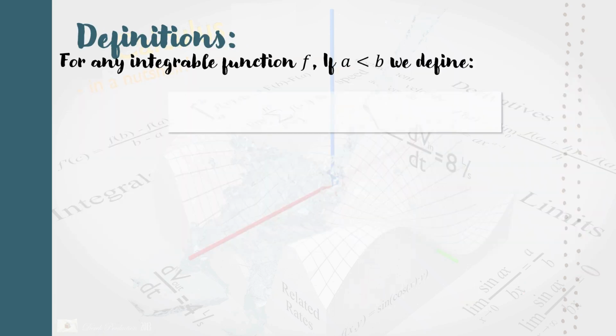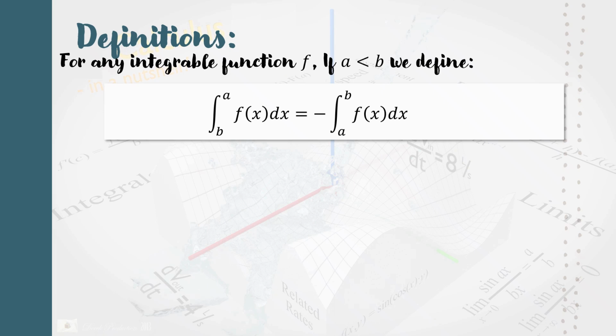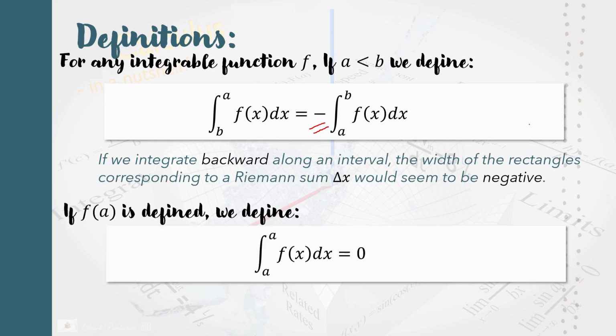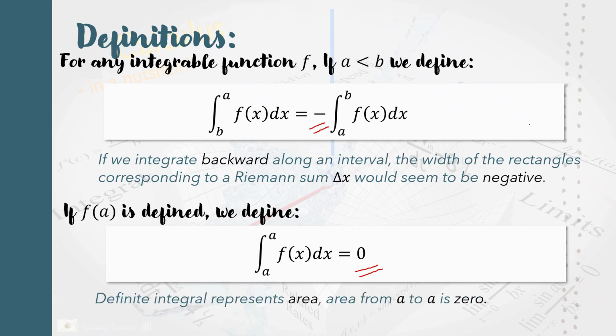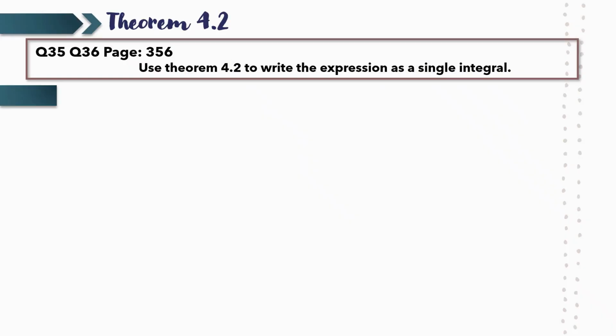Next come two important statements. When you want to switch your limits from B to A to A to B, you should not forget to introduce a negative sign. And also if your upper limit and lower limit are the same, the value is nothing but 0. These two are very important points to note when you carry forward with problem solving.